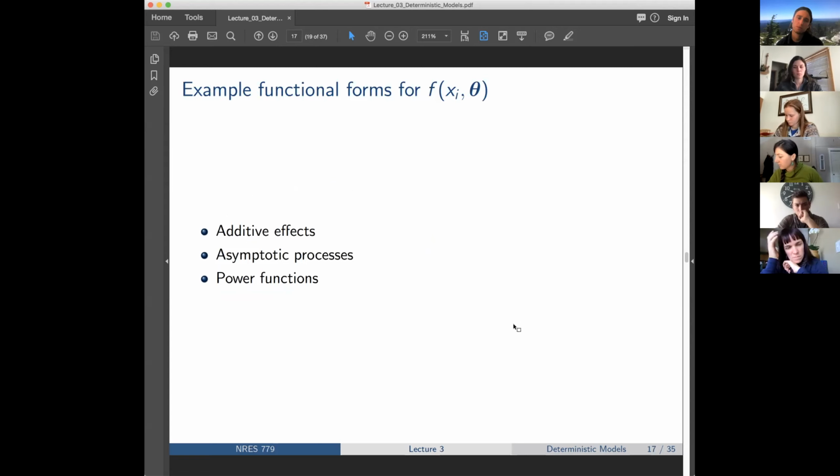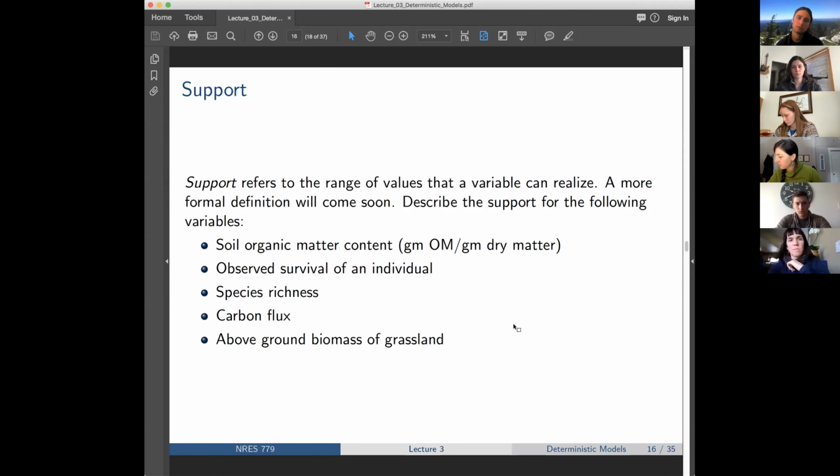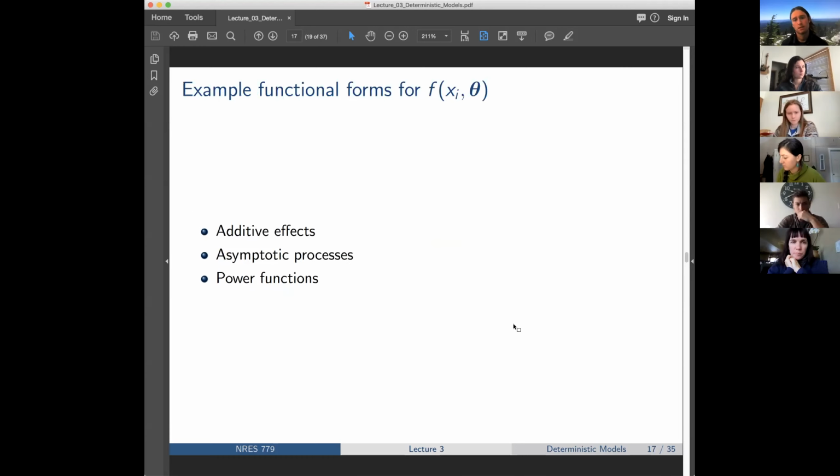Okay, so let's talk about some of these functional forms, going back to deterministic models. Now, when we were talking about support, we're going to be talking about how we match the statistical distribution with our deterministic functions. But before we get into that, let's talk about some example functional forms for this f of x theta. Because as I've mentioned a couple of times, there's really only a few different variants of these mathematical functions. And when you start to see them, you start to see all these other functions that have names.